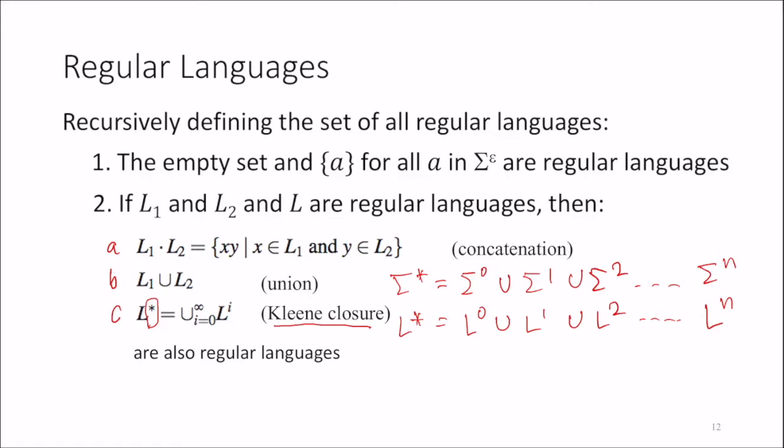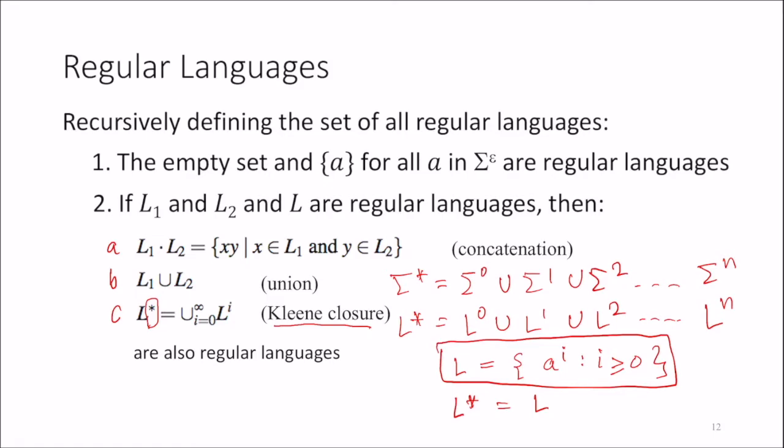That's the only difference. So for example, if I had a regular language L, which I can define as A to the I, where I is greater than or equal to 0, so that it also includes the empty string. Now this contains A's of length 0, 1, 2, 3, 4. So you can see that L star is going to be equal to L in this case. If you apply the star operator to this language here, you end up with L star.